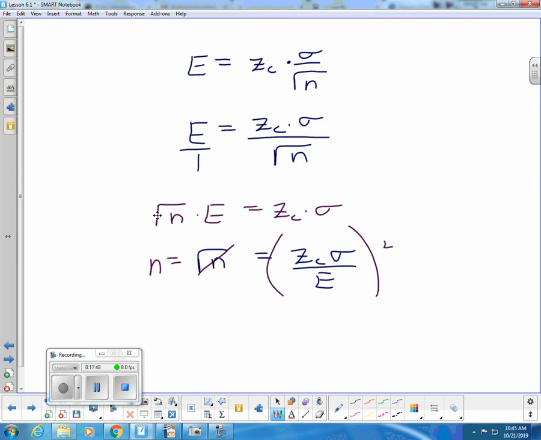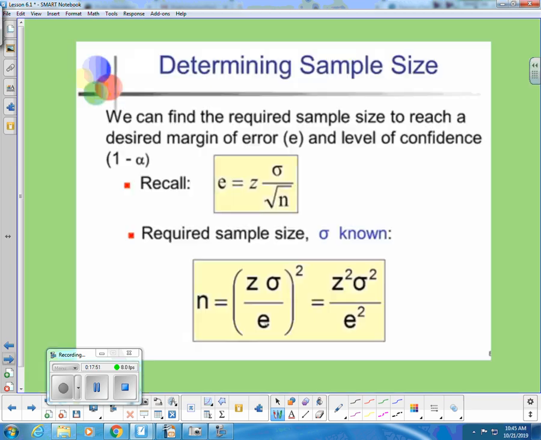Okay? So on your formula sheet, it's just going to have this. Now we have a little c and sigma or whatever. It's the same thing. And again, this is when standard deviation is known. But all we did was rewrite the formula in terms of n. So there's no magical thing there.